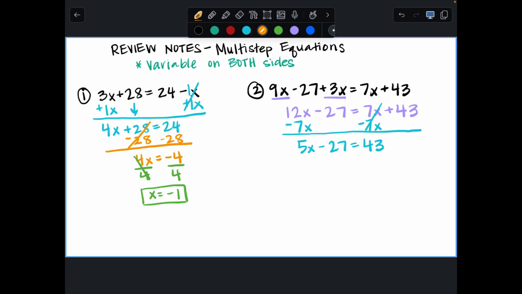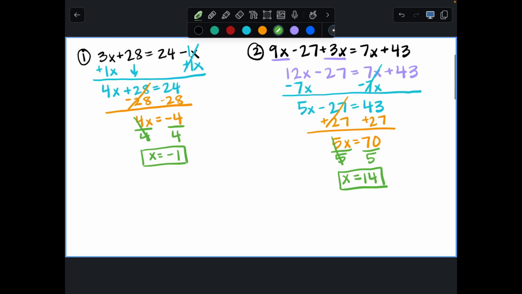And I want to eliminate the constant from the left side, so I'm going to add 27. And the last step is divide by 5. 70 divided by 5 is 14. All right, let's do just 2 more examples.